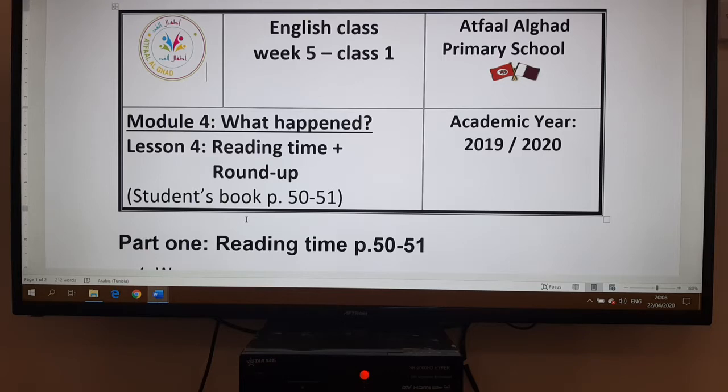Okay, so for the first session, we are going to finish module 4, what happened. And that's why we have here the lesson divided into two parts. First thing, we'll have the reading time on page 50-51, and then we move to the roundup.